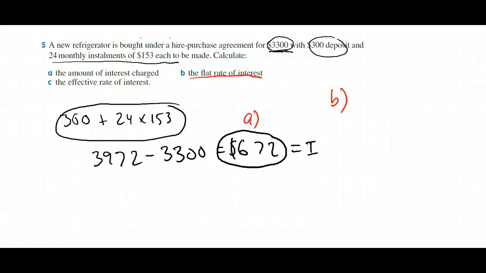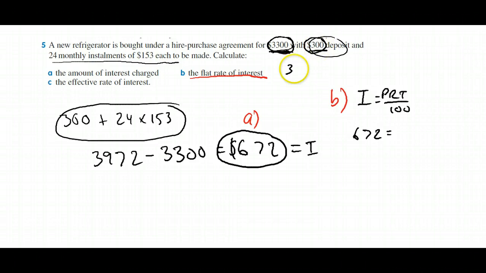Okay, for part B we had to work out the flat rate of interest. Flat rate of interest means we're going to use our simple interest equation, I equals PRT over 100. And I was 672. P was the principal. Now the principal debt, this bit can be tricky. The principal was not the full price because right at the very start we paid $300 of the amount off. So we didn't owe that at the start. It was the price minus the deposit. So at the beginning we only owed $3,000.